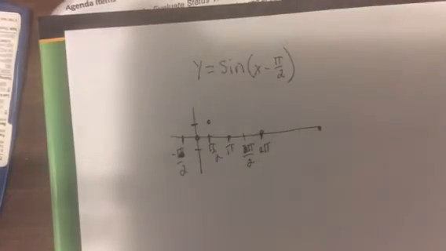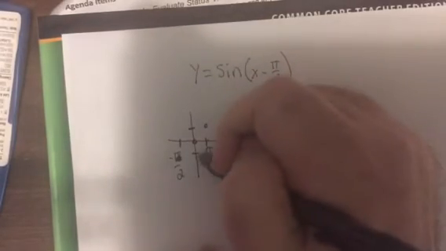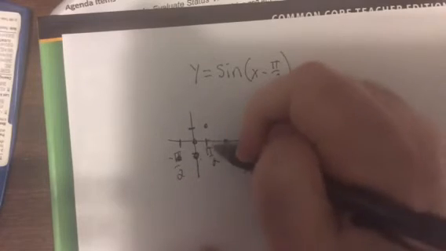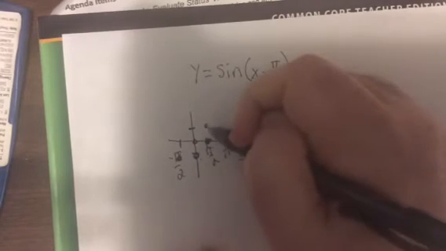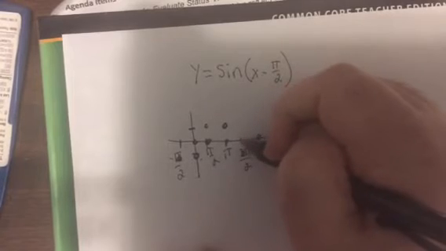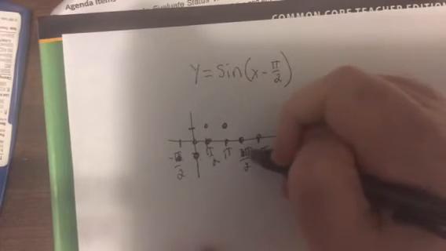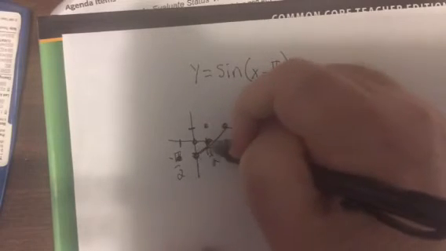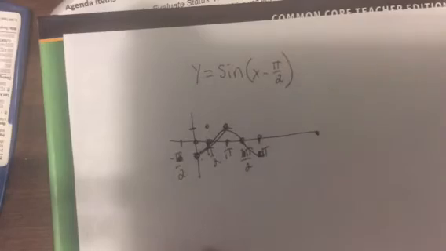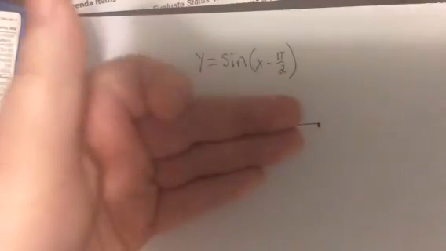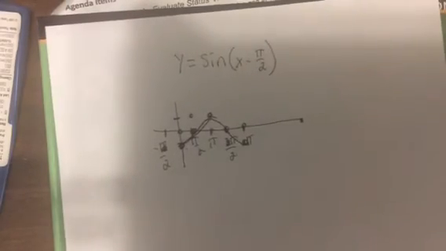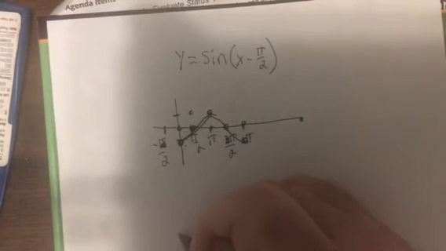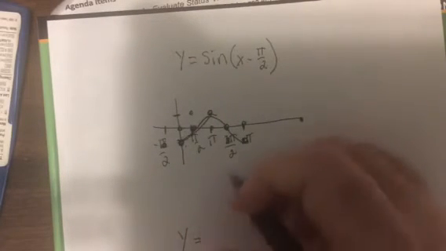Oh, I can't find my marker. Oh, well. I'm going to move it this way. So this pi over 2, pi over 2, pi over 2, pi over 2, pi over 2. So it becomes, there we go, the reciprocal of sine. Excuse me, of cosine. So it's a negative cosine. It flipped. So see if you can figure this out for me, please.